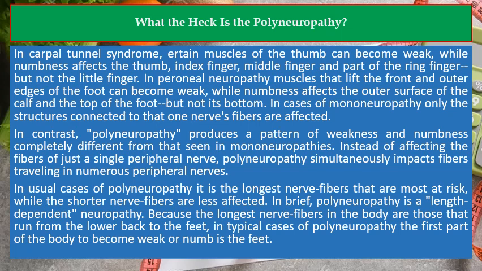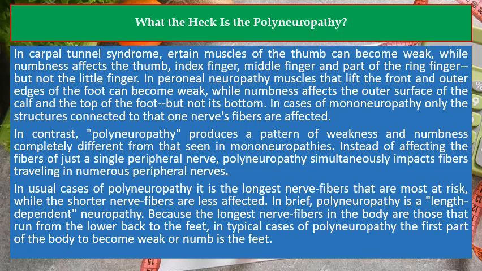In contrast, polyneuropathy produces a pattern of weakness and numbness completely different from that seen in mononeuropathies. Instead of affecting the fibers of just a single peripheral nerve, polyneuropathy simultaneously impacts fibers traveling in numerous peripheral nerves. In usual cases of polyneuropathy, it is the longest nerve fibers that are most at risk, while the shorter nerve fibers are less affected. In brief, polyneuropathy is a length-dependent neuropathy.